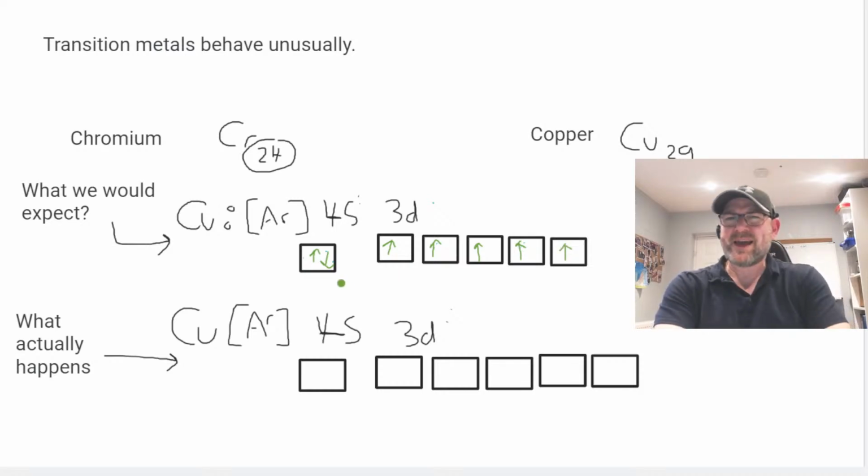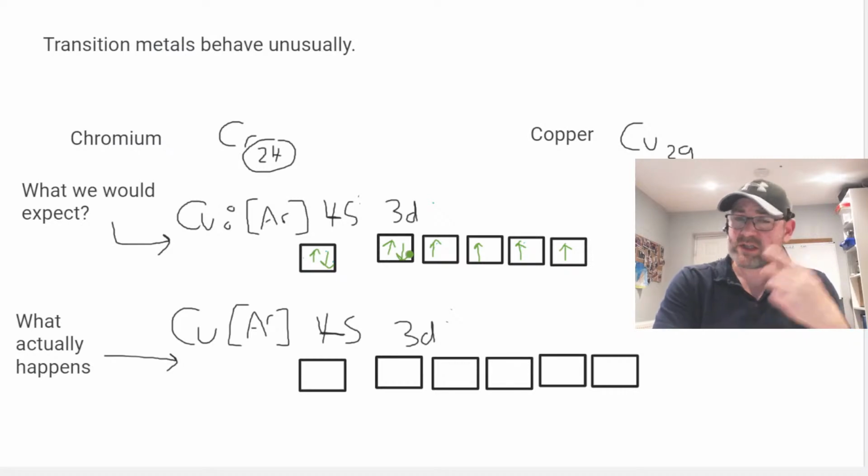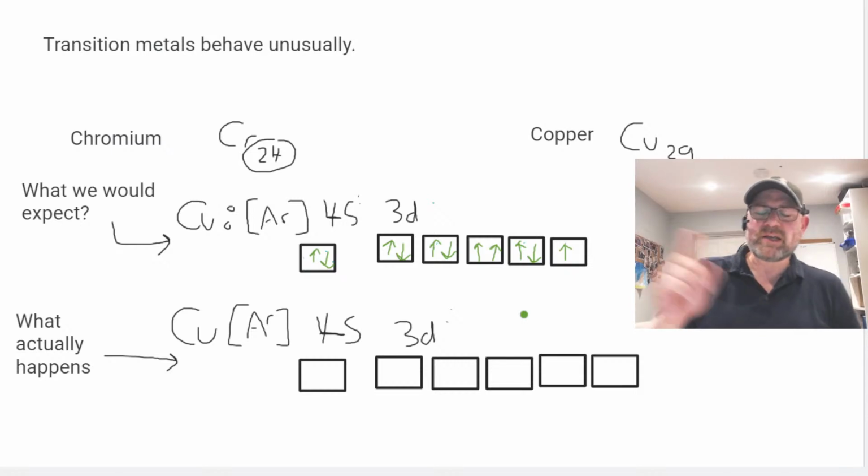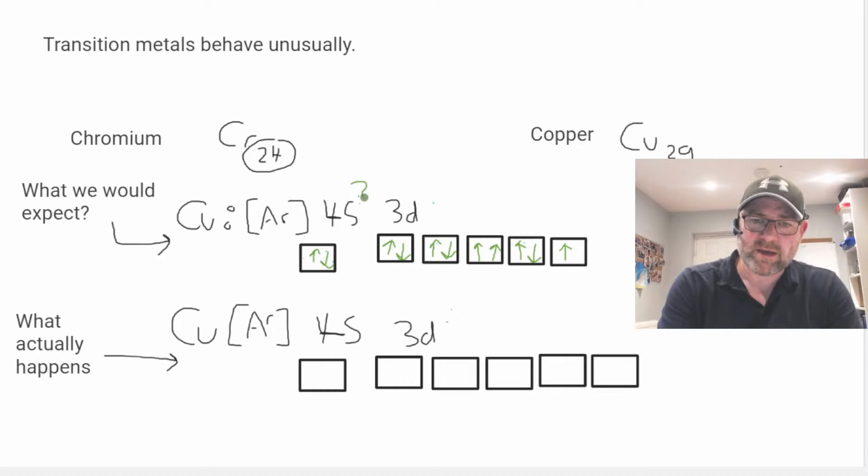Okay, how many electrons is that? 1, 2, 3, 4, 5, 6, 7. We're going to go through some exam questions in a minute, so stay tuned. 1, 2, 3, 4, 5, 6, 7, 8, 9, 10, 11. So we'd expect that situation. We'd expect copper to be 4s2, 3d9. Okay, so we're expecting 4s2, 3d9.